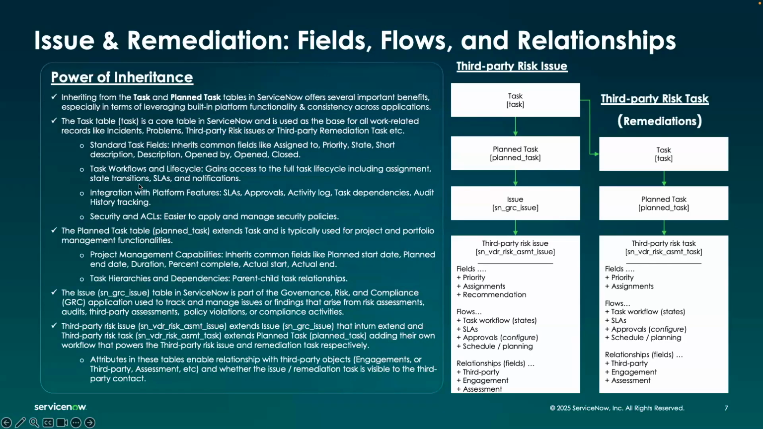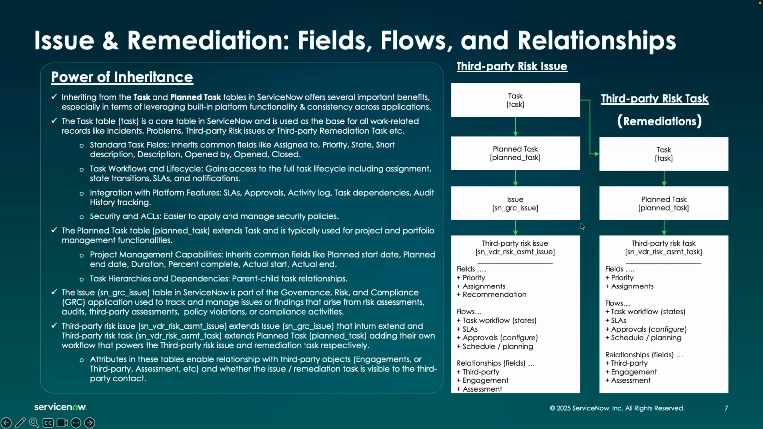It also enables default security and access controls that make it easier to apply and manage security policies to protect the issue and remediation information from accidentally being shared with anyone until access is explicitly granted to the intended stakeholders. Now, here's the key point. Both the third-party risk issue and the remediation task, as they extend from the planned task table, bring in a lot of project management capabilities.